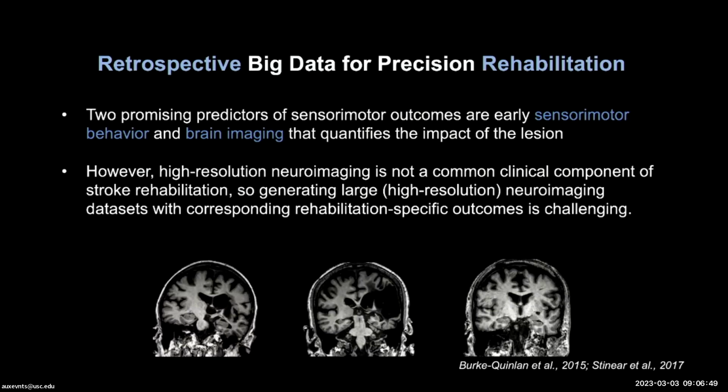So in terms of what variables or predictors I've been looking at, I think there's 2 promising predictors of sensory motor outcomes that have come up again and again, and those are early sensory motor behavior, so how the patient looks right after they've had the stroke or within the first week, and brain imaging that quantifies the impact of the lesion on the brain. And so those are 2 that I've been really interested in order to predict long-term outcomes and eventually response to treatments. However, generating high resolution neuroimaging is not a commonly collected component of routine stroke rehabilitation. So getting a large data set of this with rehabilitation outcomes has been very challenging.